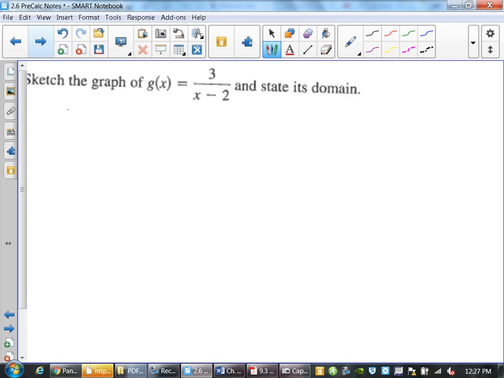So, do we have any x-intercepts? No. We don't have any x-intercepts here because there are no zeros of the numerator.